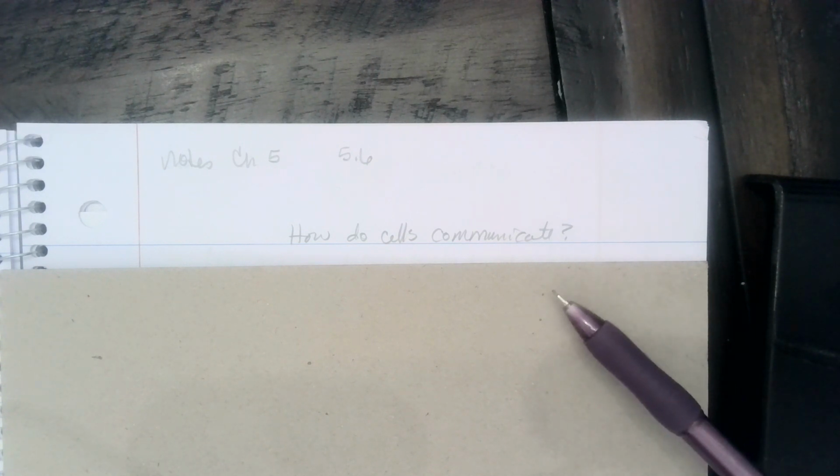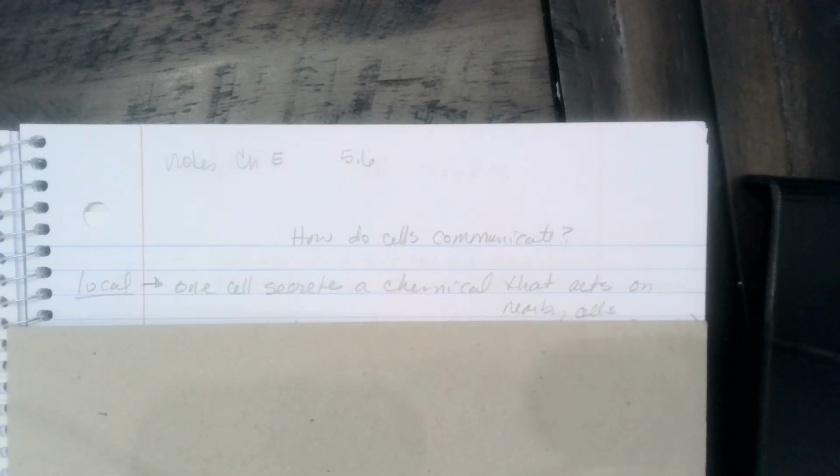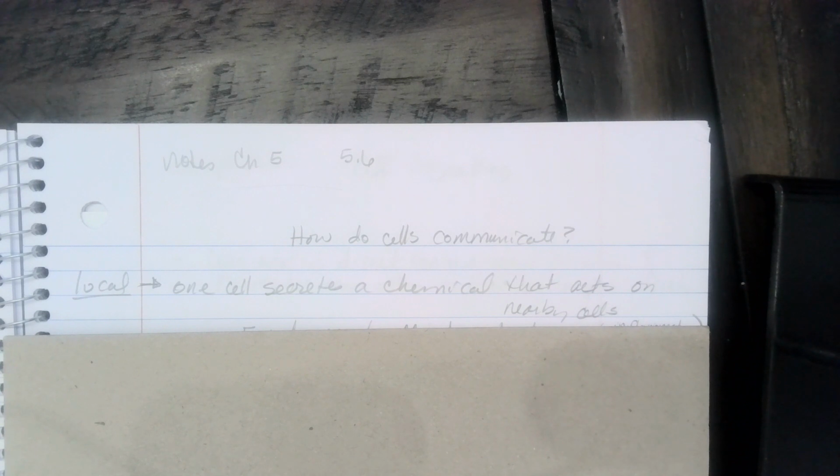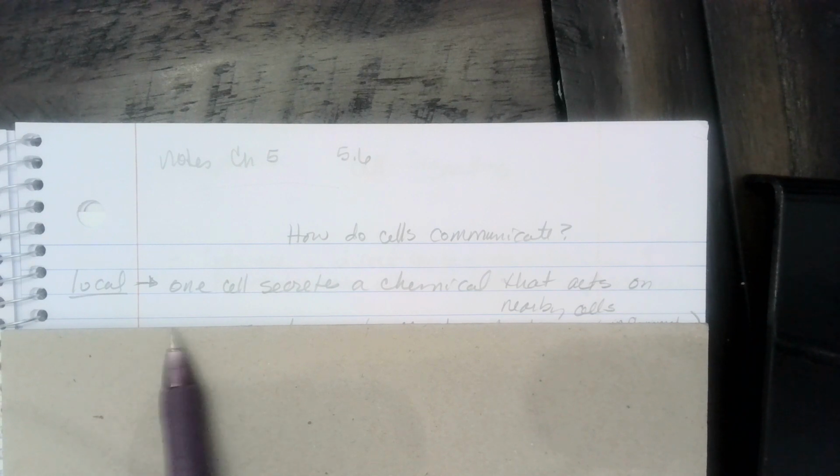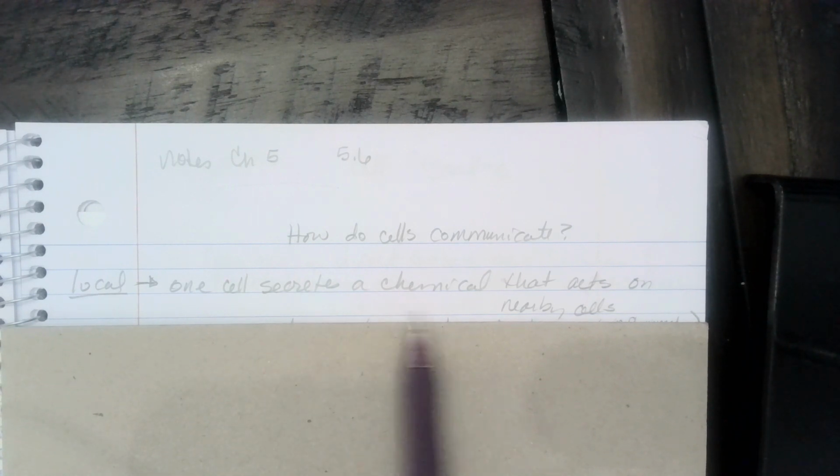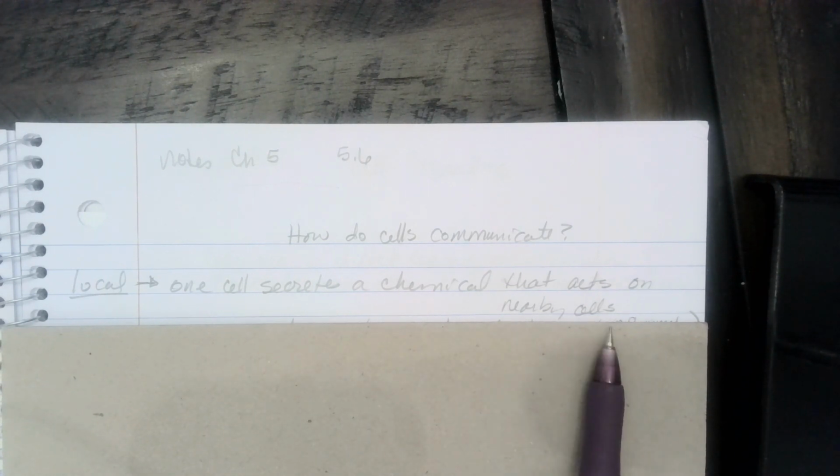So cells can communicate either locally or over a long distance. Local communication would be like students sitting at a desk. They physically hand a note from one student to the next because they're nearby and they're physically giving that information. So for local communication, one cell secretes a chemical that acts on nearby cells.